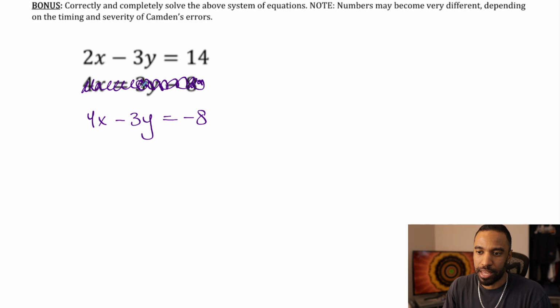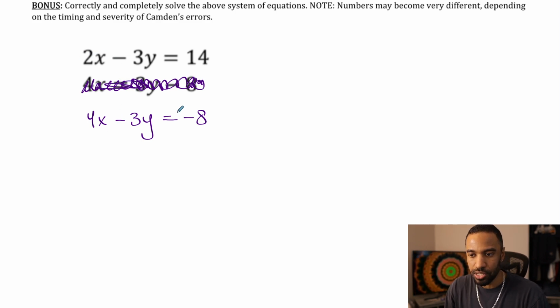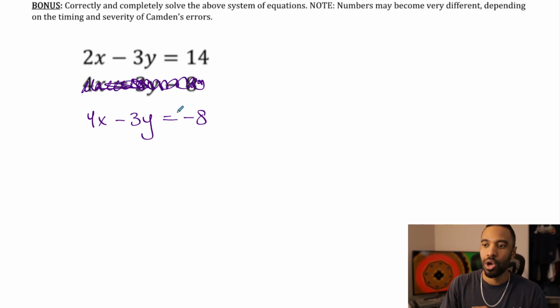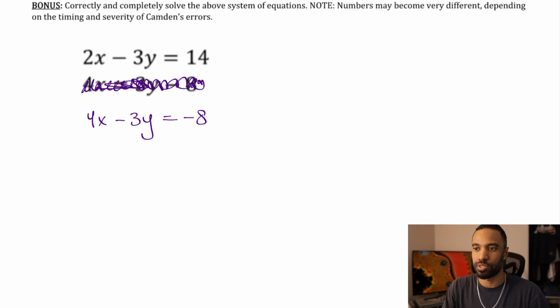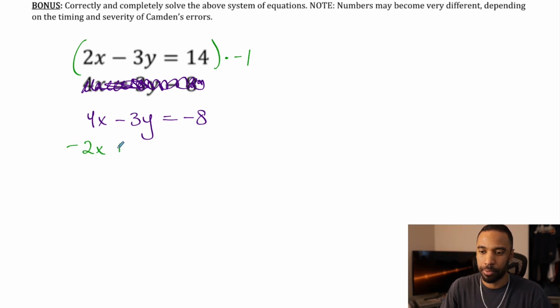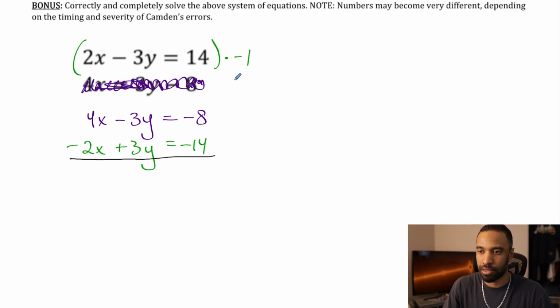Now I could try and do elimination with the y's or with the x's. This is kind of a your call thing. I'm not yet ready for either of them unless I go by subtraction, which I won't. So I'm going to take the top equation and multiply it all by negative 1. If I multiply it by negative 1, I'll get a negative 2x here and plus 3y equals negative 14. And now the y's are ready to eliminate.